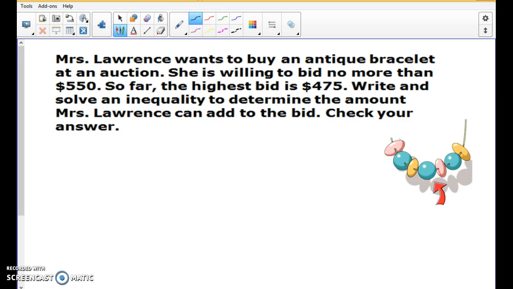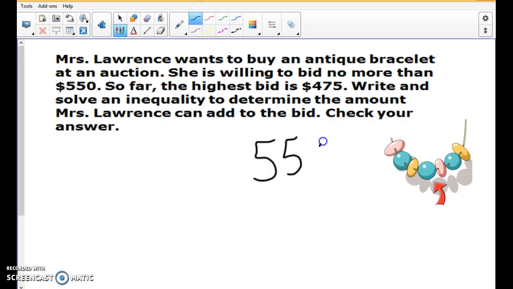If we have a word problem here, Miss Lawrence wants to buy an antique bracelet at an auction. She's willing to bid no more than $550. So far, the highest bid is $475. Write and solve an inequality to determine the amount Miss Lawrence can add to the bid. Right now, she does not want to go past $550.